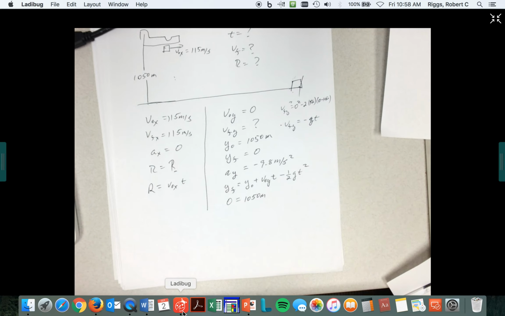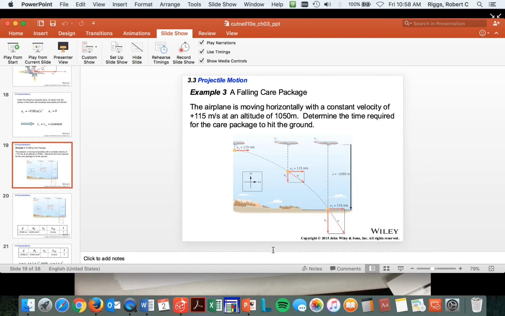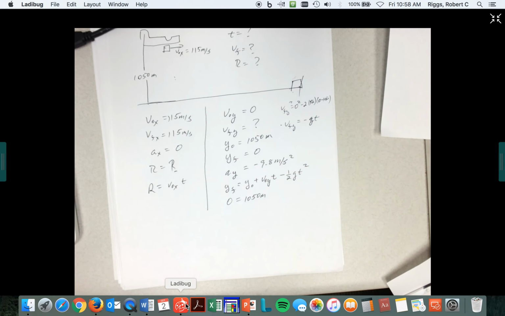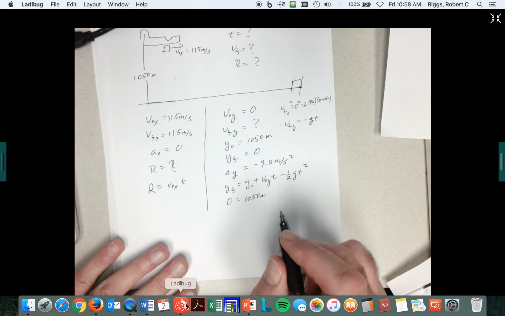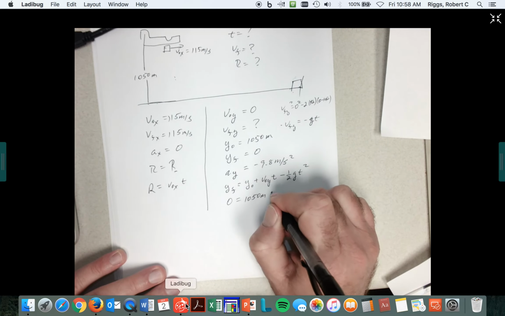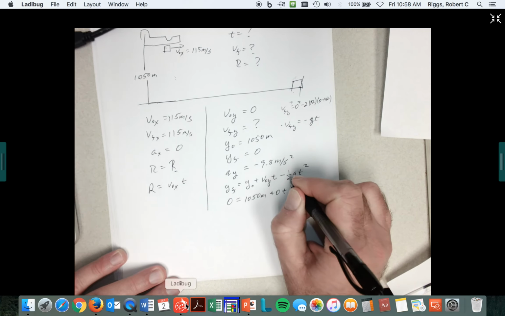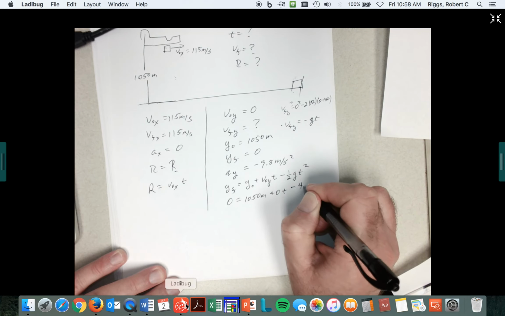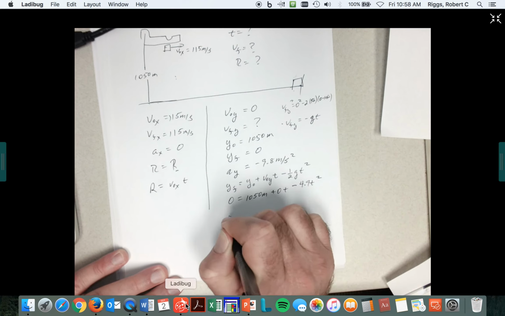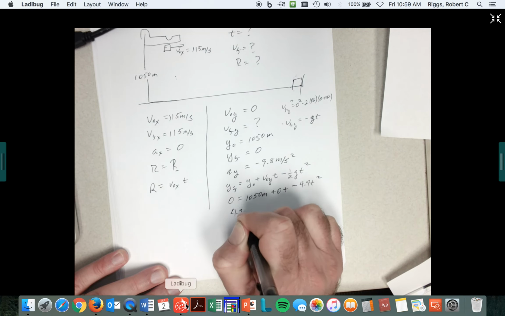Just remember, v y final, look at that, negative. But when you go to solve this, it's going to be positive because you're going to be taking a square root. So I like my way here. But it doesn't matter. Plus 0 times t minus 1/2 of g is 4.9 t squared. So add that 4.9 t squared to both sides.